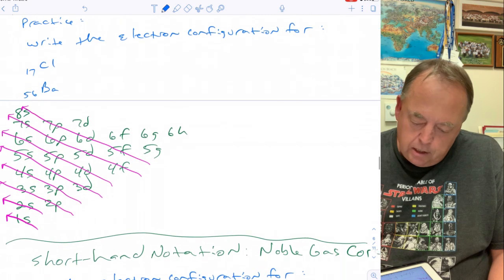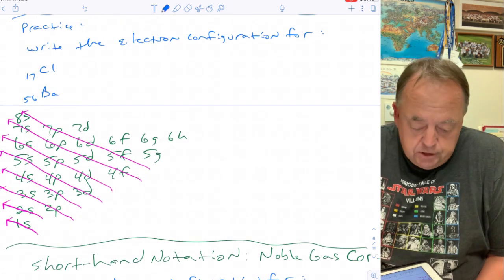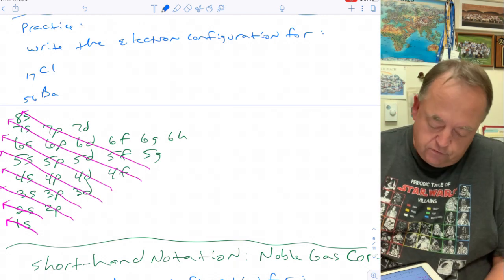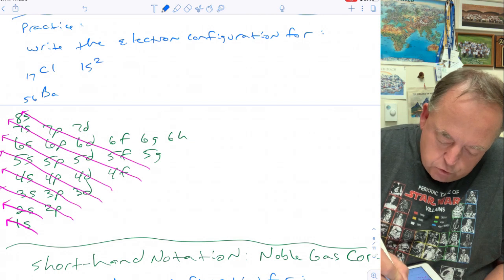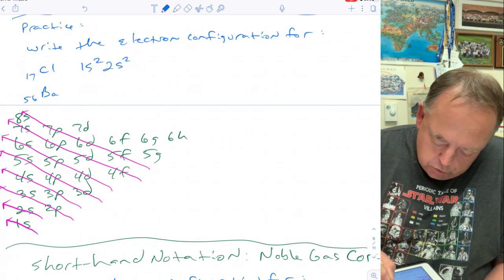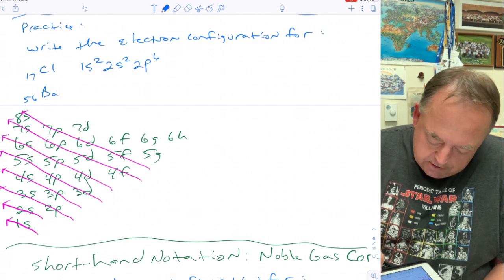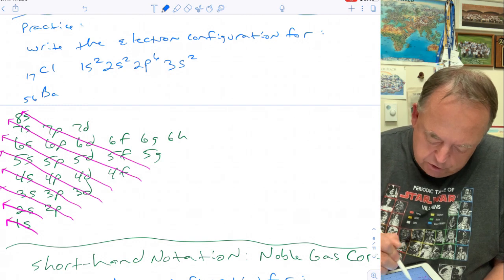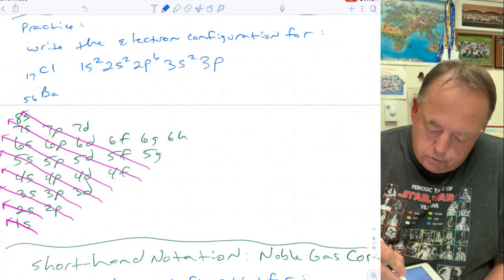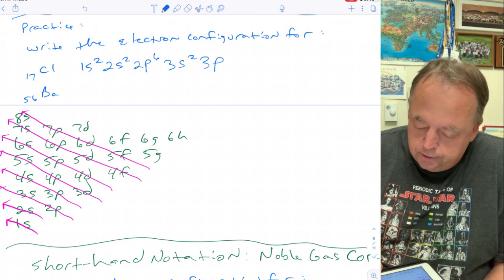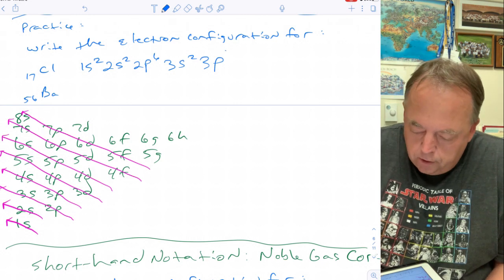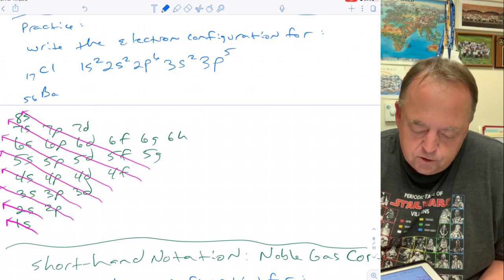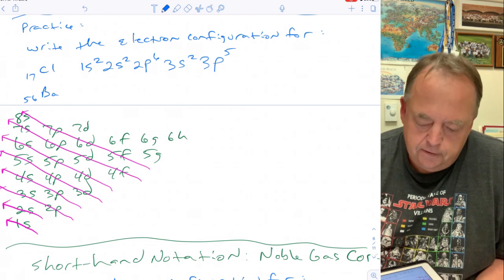Okay, so let's practice writing electron configurations. So let's write the electron configurations for chlorine and for barium using this diagram. So 17 electrons for chlorine. So 1s can hold 2, then move to the 2s, it can hold 2, then move to the 2p, it can hold 6, and then move to the 3s, it can hold 2, and then from the 3s you drop back down and then go to the 3p. So we got 2, 4 plus 6, that's 10, plus 2 more is 12, and we need 5 more. So 3p5, and you're done, right? 3p can hold 6, but you only have 5 more electrons to reach 17, so you stop at 5.